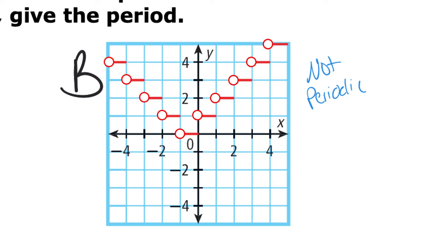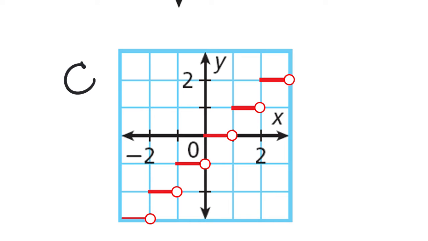Function B here is not periodic, although it does appear to have some symmetry, and maybe if we could see more of the graph going left and right, it might be periodic, but from what we see here, it's not periodic because the right side of our graph goes higher than the left side of our graph. It doesn't repeat exactly. Function C here is not periodic. It does not appear to be repeating from the part of the graph that we see.